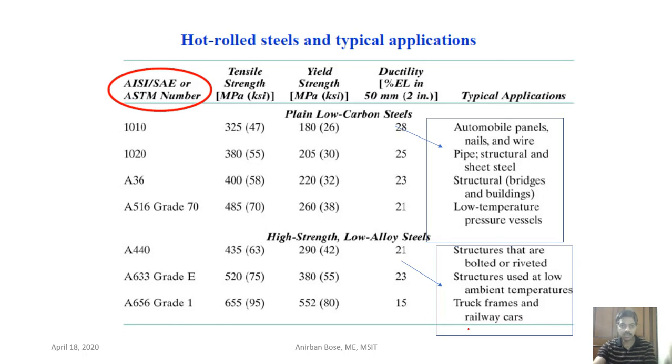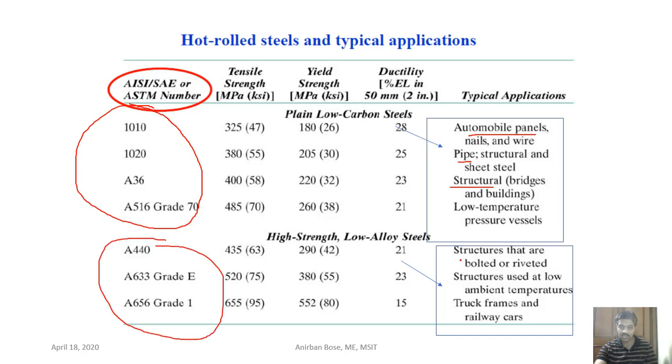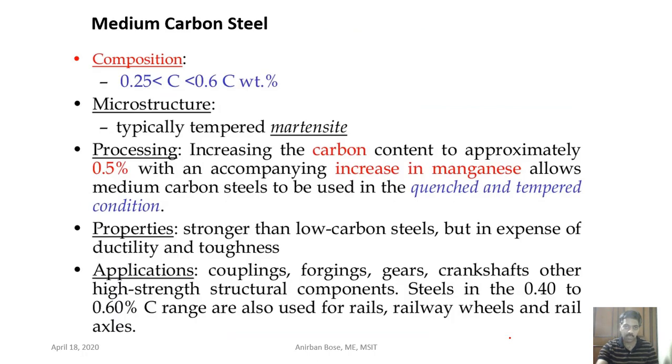Now here you just see this portion, some of the plain low carbon steels. Here you can see they are graded like this, and their applications are automobile panels, nails, wires, pipe, okay, bridges. Whereas some of the high strength low alloy steels, HSLA, here you can see, and their applications are structures that are bolted or riveted, used at low ambient temperature, truck frames, railway cars. Okay, these are certain applications.